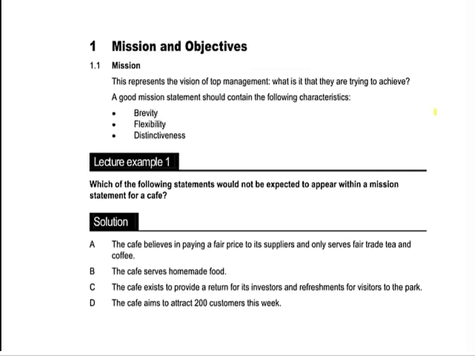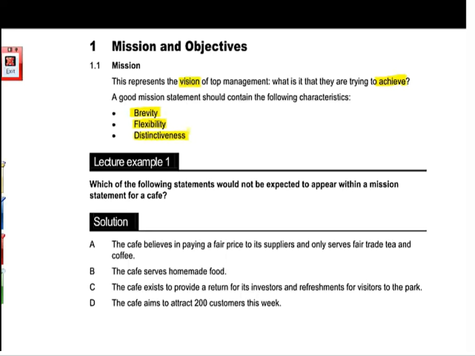So the mission then is the highest level of goal within the organisation, and it's the vision then by top management, what it is that they are trying to achieve. And a good mission statement should be brief, flexible, and also distinctive. What is it that makes the organisation unique?